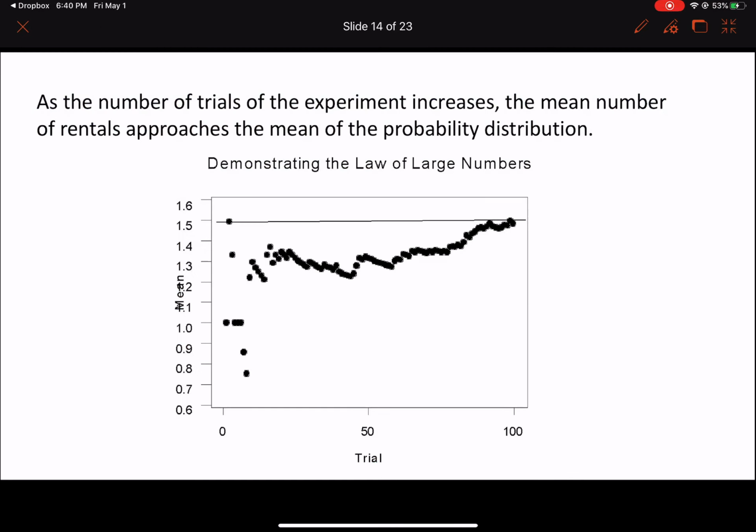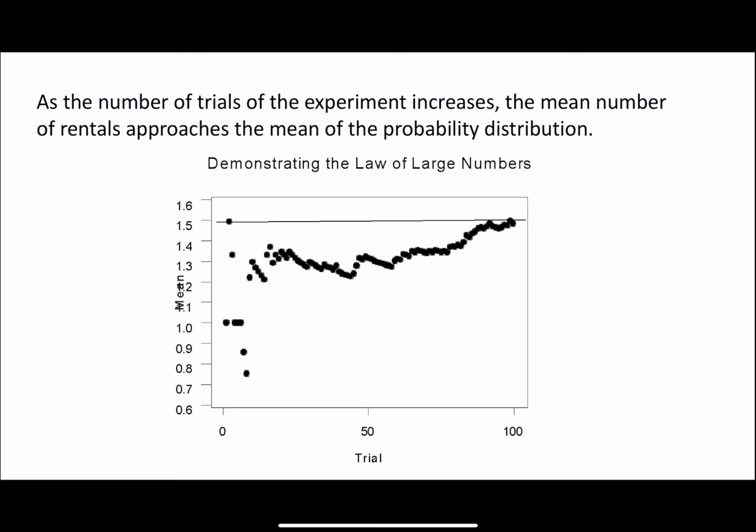So let's move on. Here's a visual of it with the Netflix example. Here is our 1.49, about right there. At trial 0, we're far from it. At trial 50, we're getting closer and closer. At trial 100, look, we're pretty much right at it. And this is, once again, the law of large numbers.